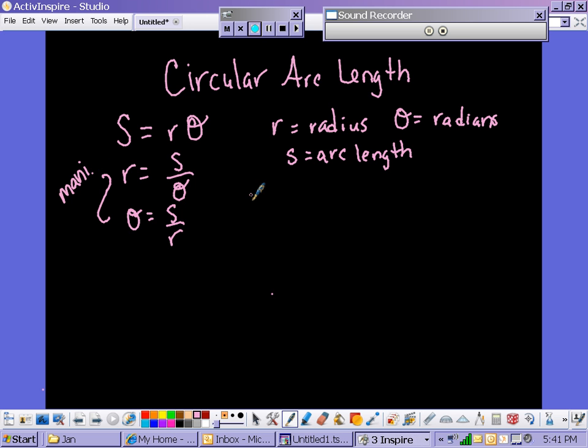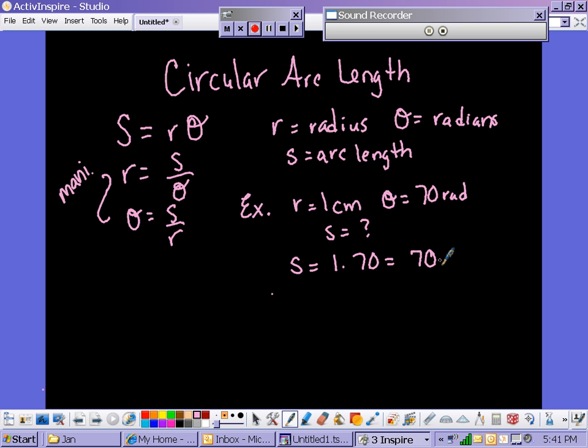Alright, so let's do an example. If R equals 1 centimeter and theta equals 70 radians, what is S? So S equals 1 times 70, which gives you 70 centimeters, because the radius was measured in centimeters. You didn't have to put that in the calculator at all. Okay. Example 2.